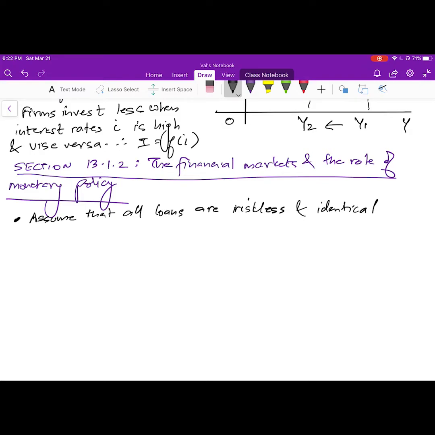And of course, we know from real life experience that that's not necessarily the case. There are multiple interest rates. For example, your credit card interest rate is way higher than your mortgage interest rate because a mortgage is secured by your home and a credit card is an unsecured line. So of course, higher risk, therefore higher interest rates, right? So assume that all loans are riskless and identical. Therefore, there is only one interest rate that applies to all loans.